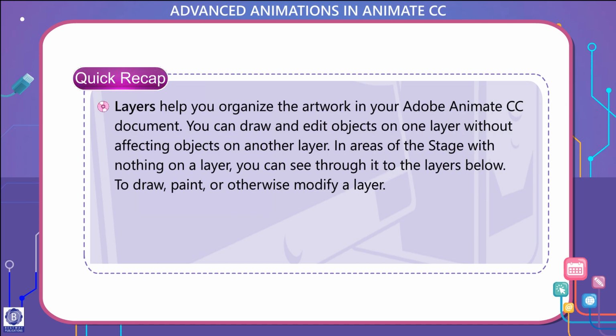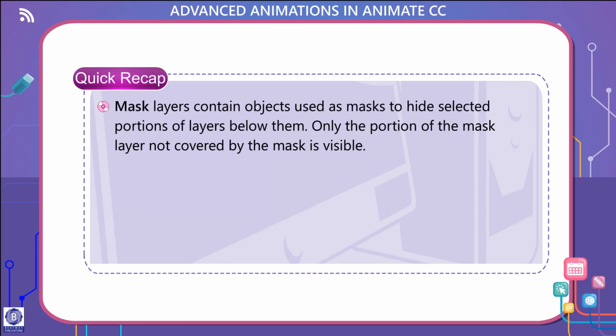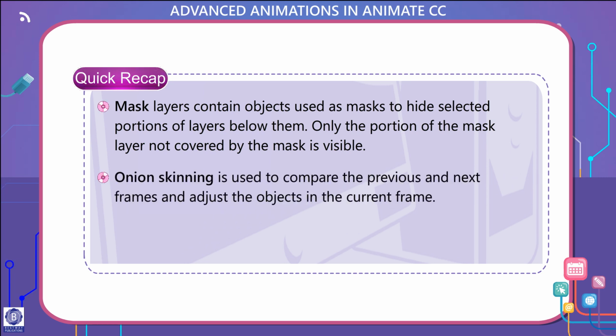Layers help you organize the artwork in your Adobe Animate CC document. You can draw and edit objects on one layer without affecting objects on another layer. In areas of the stage with nothing on a layer, you can see through it to the layers below to draw, paint, or otherwise modify a layer. Mask layers contain objects used as masks to hide selected portions of layers below them. Only the portion of the mask layer covered by the mask is visible. Onion skinning is used to compare the previous and next frames and adjust the objects in the current frame.